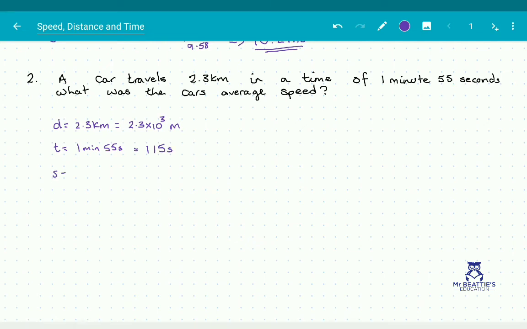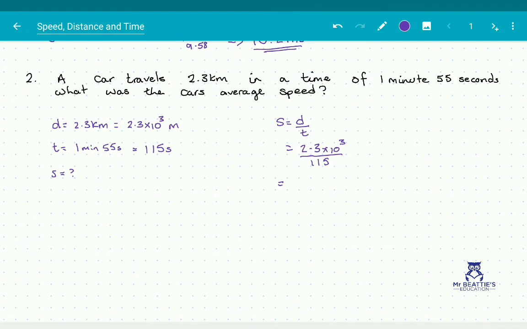Okay, and we're to work out the average speed. So speed is equal to distance divided by time. So it's going to be equal to 2.3 times 10 to the 3 divided by 115. Now, as I said, you can just put this into the calculator exactly like that using the times 10 to the 3 button. Okay, so you don't need to convert it into all its numbers with zeros. That's going to come out at 20 meters per second. Okay, now I have one more worked example for you.